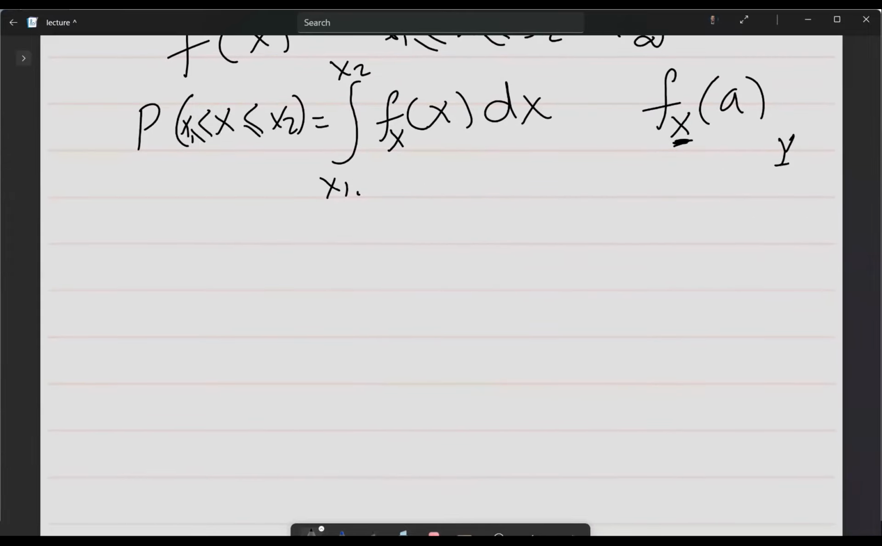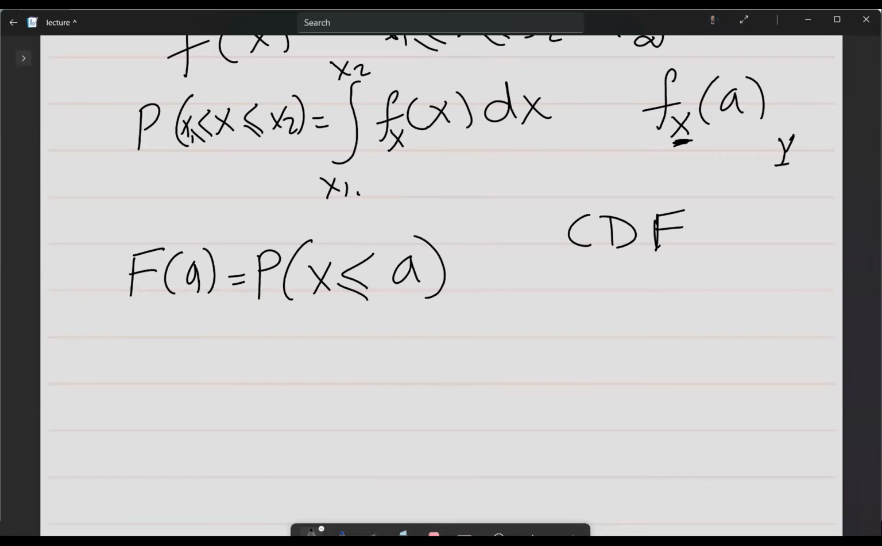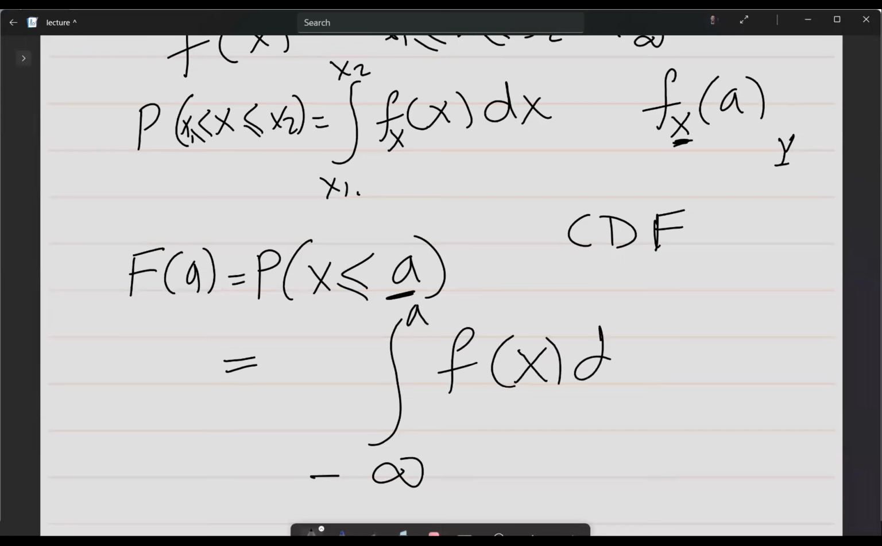In the previous lecture, I also mentioned the cumulative distribution function, and we said this was given as capital F of a, which means the probability that x is less than or equal to a. This is general, and this CDF can be for continuous and for discrete variables. For discrete, it will be a summation. For continuous, of course, it will be an integration from minus infinity up to a, because x is less than or equal to a, of f of x dx.